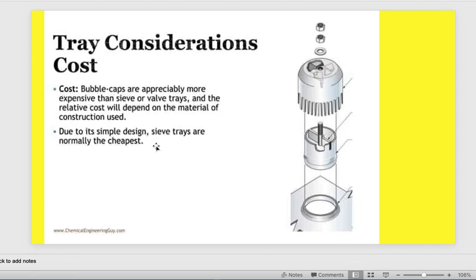Tray consideration, cost. Bubble caps are the most expensive ones. If you are working on a new project and there is a budget issue and you can do the process with sieve tray or valve tray, you can reduce this budget by recommending the sieve tray or valve tray after making all the engineering and the design conditions related to this issue. Okay, but you have to know that the bubble cap is the most expensive. Due to its simple design, sieve trays are normally cheapest. I think it's clear.